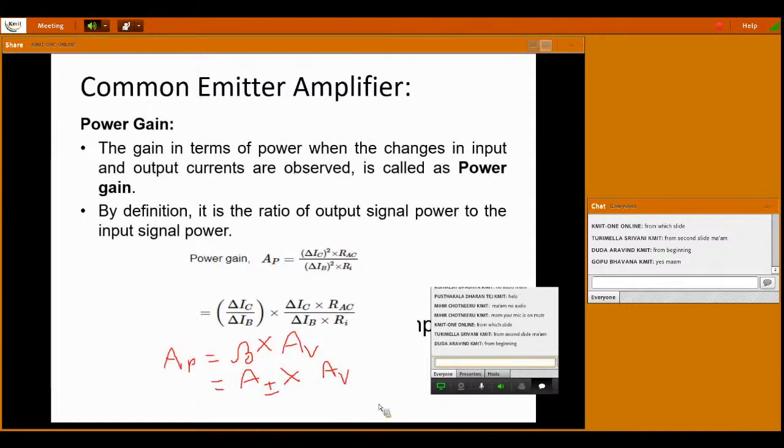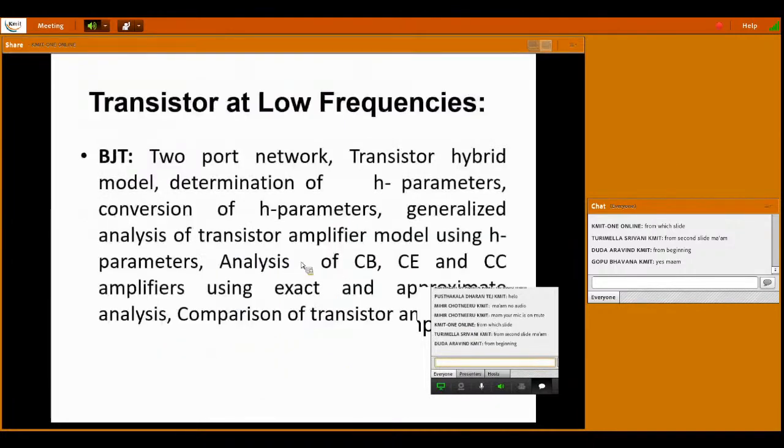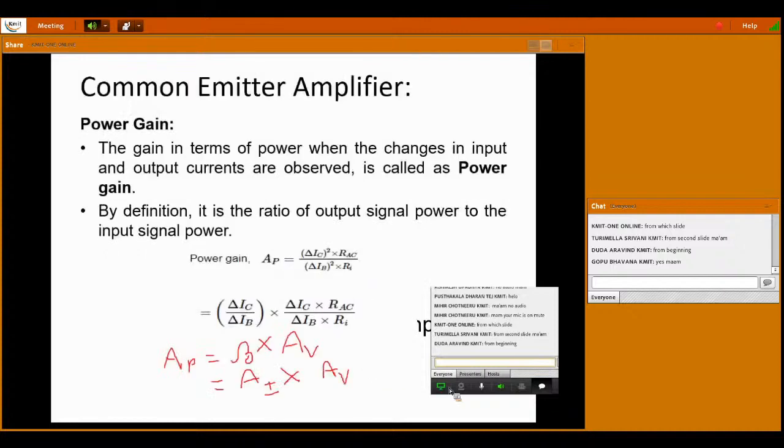Next, we'll move to the next slide, on how the transistor acts at low frequency. Now we'll move to the AC analysis. So till the previous slide, is it clear to everybody? How to calculate the parameters of your common emitter amplifier? Is it clear everybody? Do you have any doubts? Next, I will move to the next slide.